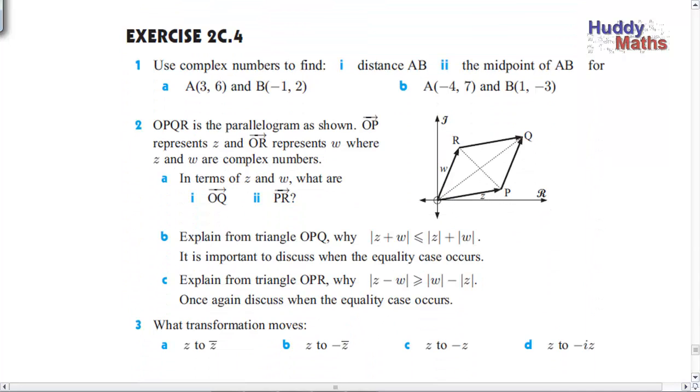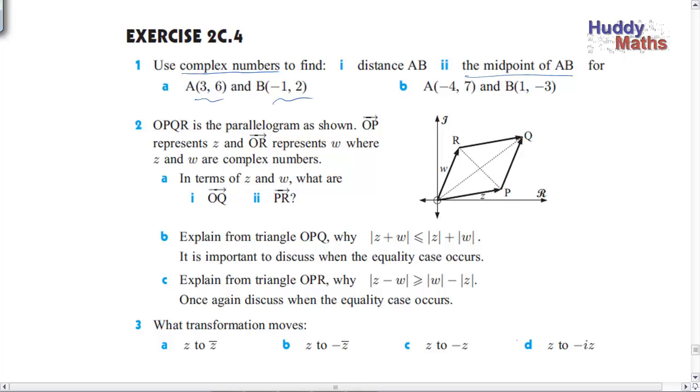All right, so use complex numbers to find distance AB and the midpoint of AB for those pairs of points. So I want you to plot those on an Argand diagram and have a good look. We won't call them (3, 6) and (-1, 2). Think of it as 3 plus 6i, using complex number theory, and -1 plus 2i, and then find the midpoint of AB using the idea of the sum of the complex numbers divided by 2.